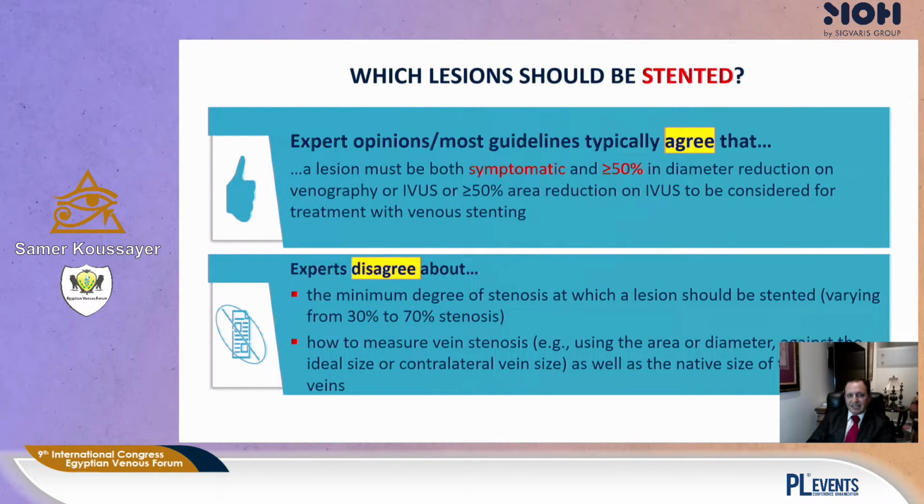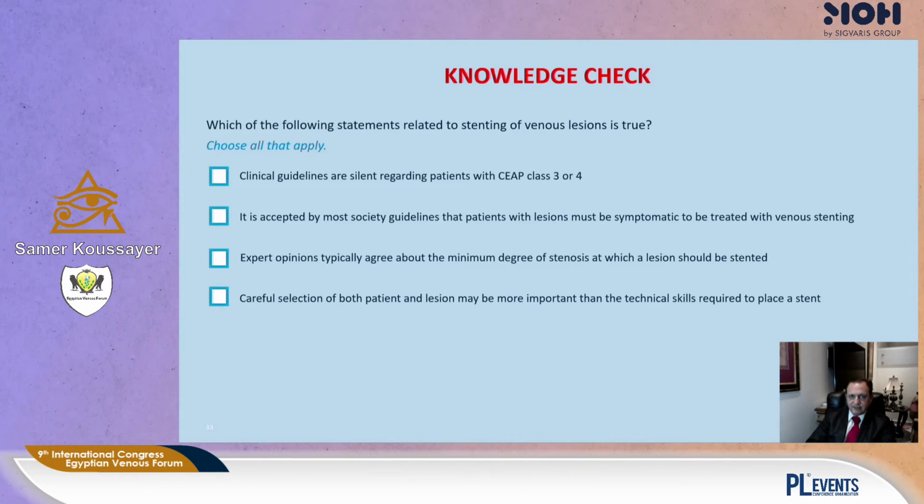But the only problem is the experts disagree about the minimum degree of stenosis at which a lesion should be stented, varying between 30 to 70%, and how to measure the vein stenosis, for example, using the area or diameter against the ideal size or contralateral vein size, as well as the native size of the deep venous system. So they did not agree on how we measure the venous stenosis, and again, the minimum degree of stenosis which needs to be stented. But everyone agreed that if you have more than 50% stenosis and the patient is symptomatic, it needs to be stented.